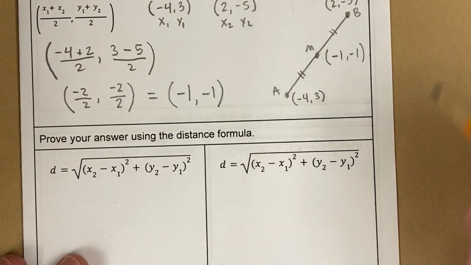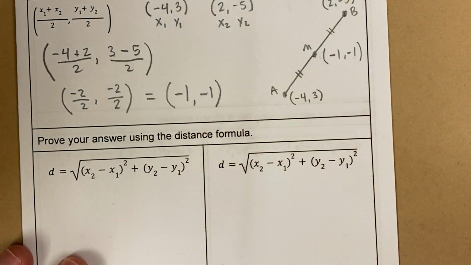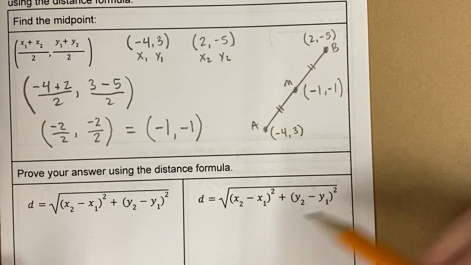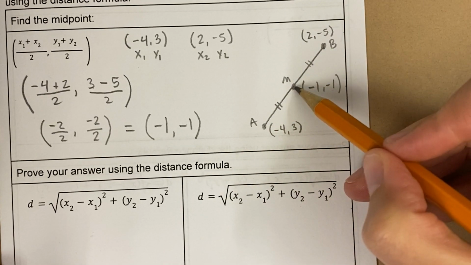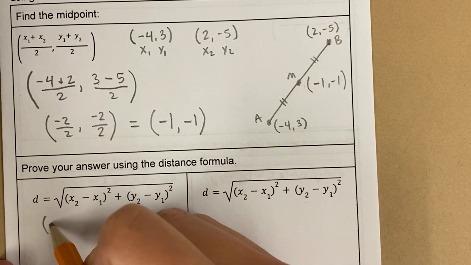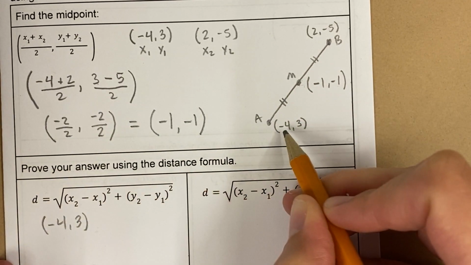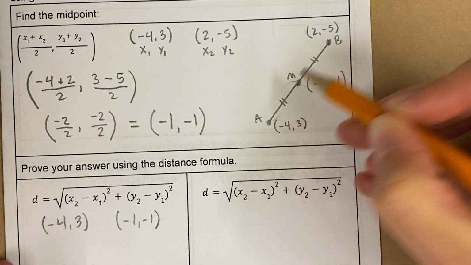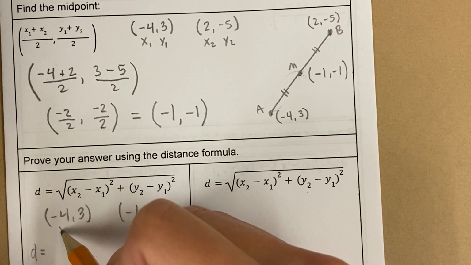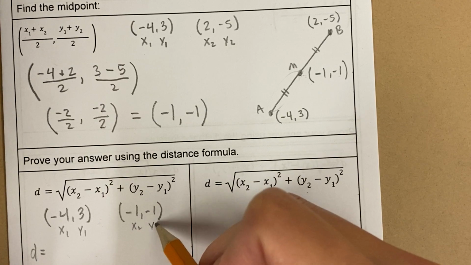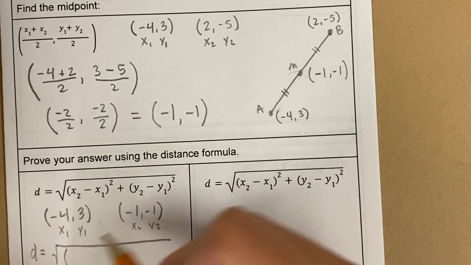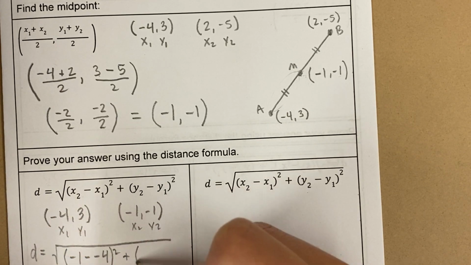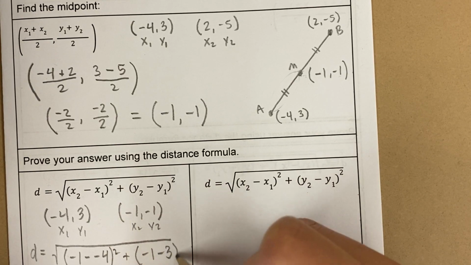So now what I'm going to do is I'm going to find the distance between A and M, and I'm going to find the distance between M and B. And if those two distances are the same, then I have proved that this is, in fact, the midpoint. So I'm going to write, this is point A and point M. I'm going to find this distance right here, okay, using the distance formula. So this is x1, y1, x2, y2. Here we go. x2 minus x1 squared plus y2 minus y1 squared.